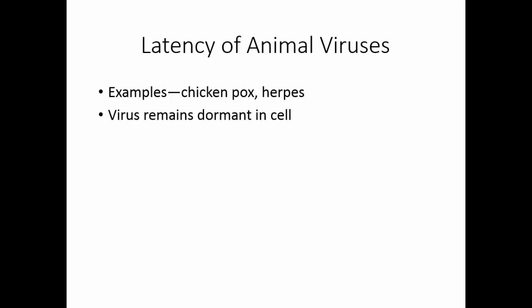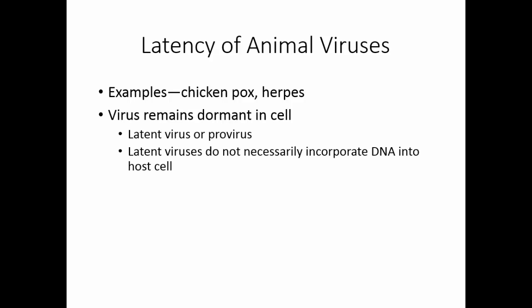Animal viruses can display something called latency. We see this in chickenpox and herpes, for example. In this case, viruses enter the cell and may cause disease, but stay behind in the cell and become dormant. This is called a latent virus or a provirus. Latent viruses do not necessarily incorporate their DNA into the host cell like a lysogenic virus. However, if the provirus does incorporate into the host cell DNA, it's a permanent incorporation.